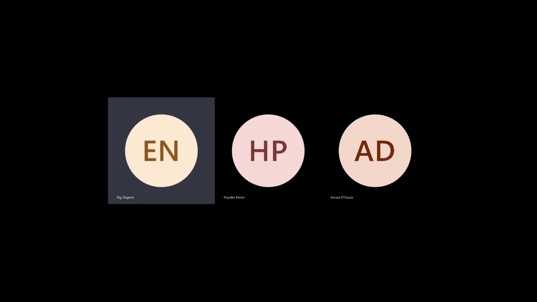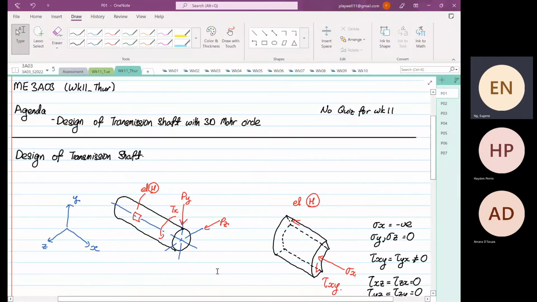Wednesday. The agenda today is to design a transmission shaft now with 3D Mohr's circle. Today I'm going to lecture for 1 hour 50 minutes, and the entire course to design a transmission shaft will take about 3 hours, including examples.